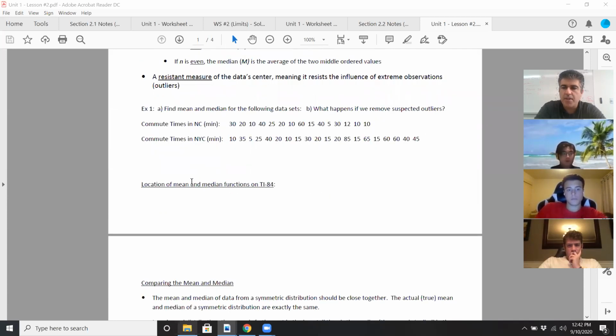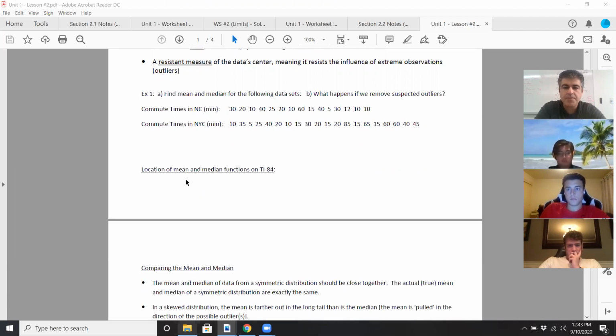Location, mean, and median functions on a TI-84. We're going to use Excel instead. I think that's just going to be more efficient, or a Google spreadsheet, which is free. Everyone should have access to that. It's really easy to use. Ultimately, I think we're going to want to have Microsoft Excel when we start doing more sophisticated stuff, because Google spreadsheets is a bit limited. But for now, what we're doing, Google spreadsheets will do.